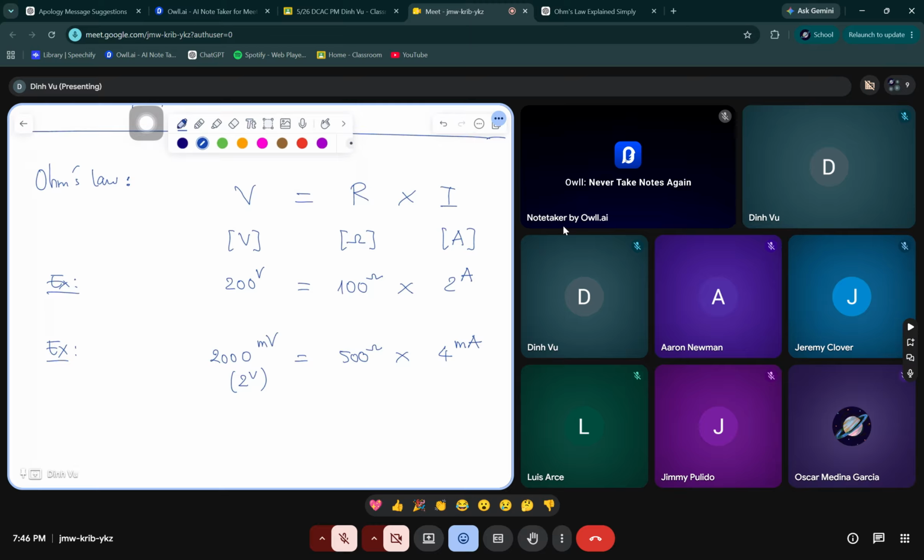Now, instead of writing R as 500 ohms, we write in kilo ohms. 500 ohms is how many kilo ohms? 0.5 kilo ohms. R is now 0.5 kilo ohms, multiplied by the current 4 milliamps.